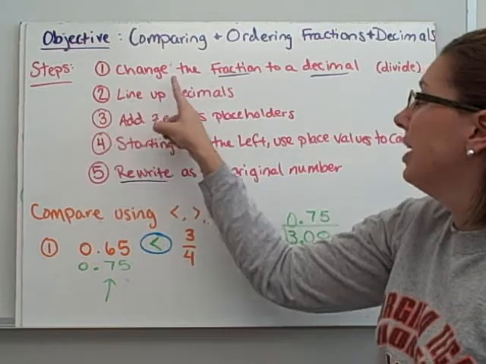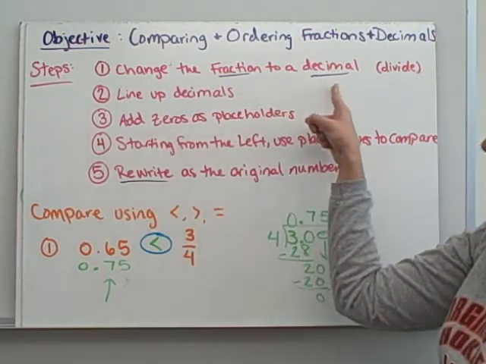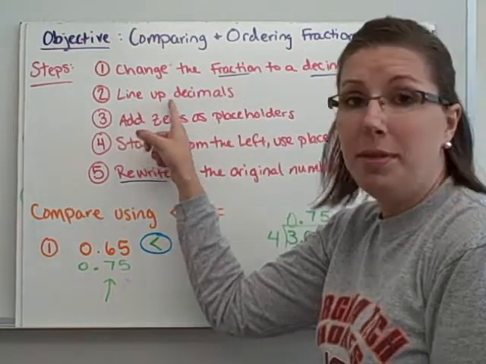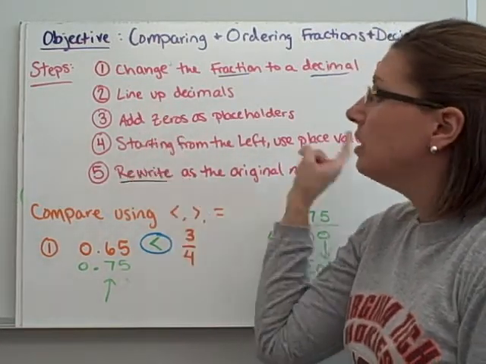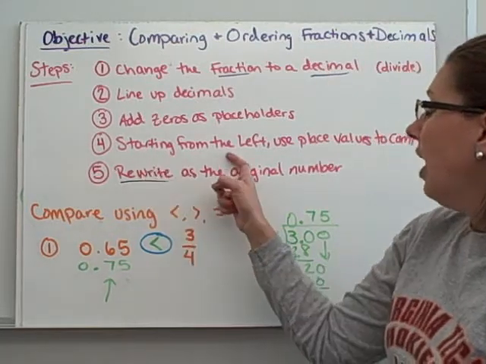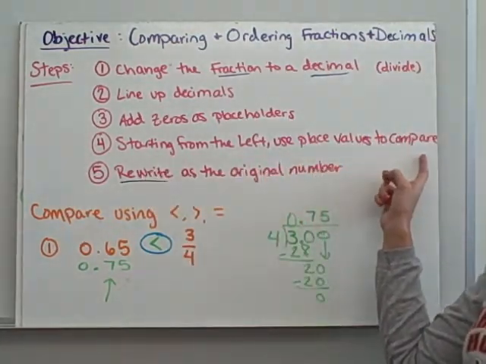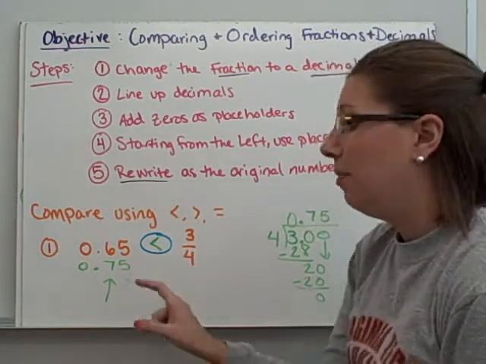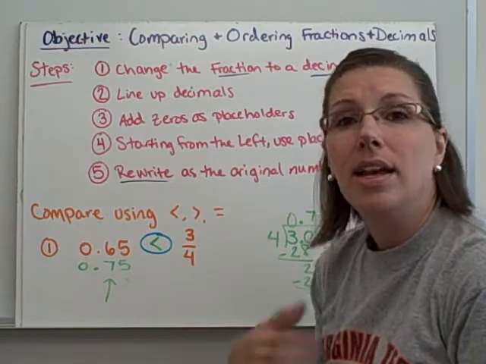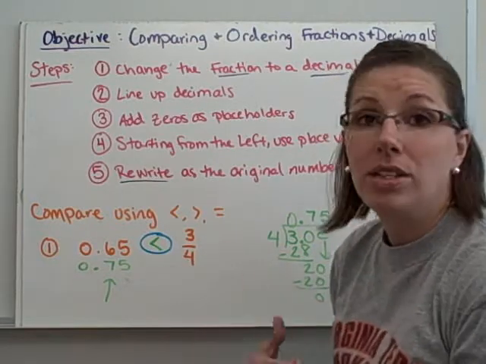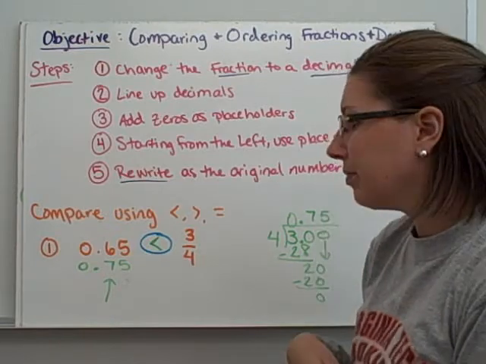Step 1, change the fraction to a decimal by using division. Step 2, line up the decimals, then add some zeros as placeholders if you need to. Starting from the left, use place values to compare and then rewrite as the original number if there's no option to use a less than or greater than sign. If you have to rewrite them, then you'll need to use the original problem to do that.